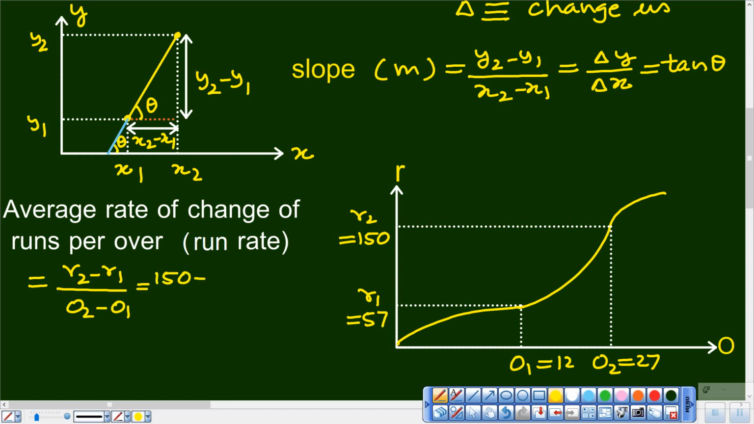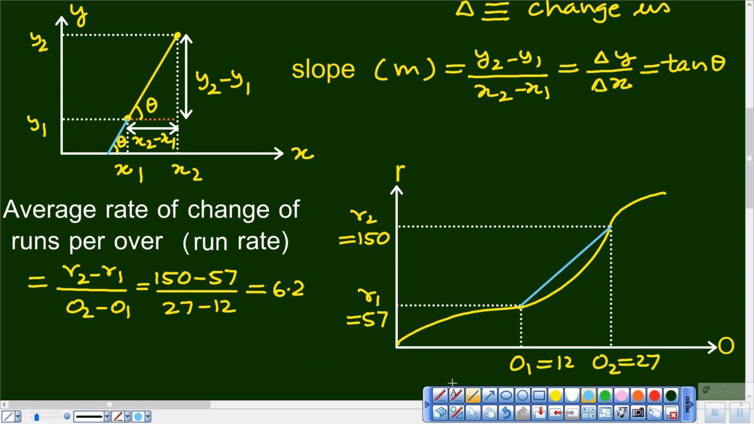which is 150 minus 57 upon 27 minus 12, which is 6.2. Can you see that this can be interpreted in yet another manner? Can't you see that the same is the slope of this line, which is the line joining these two?